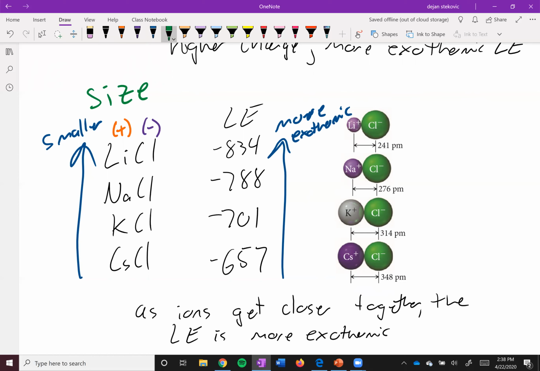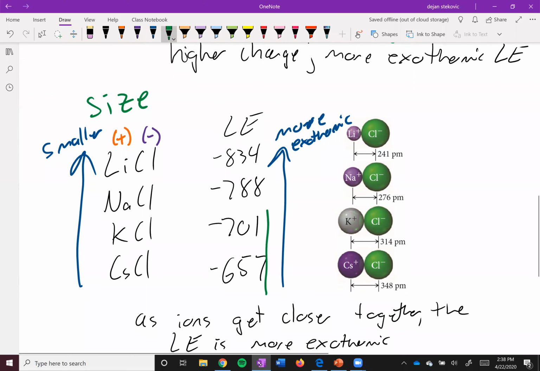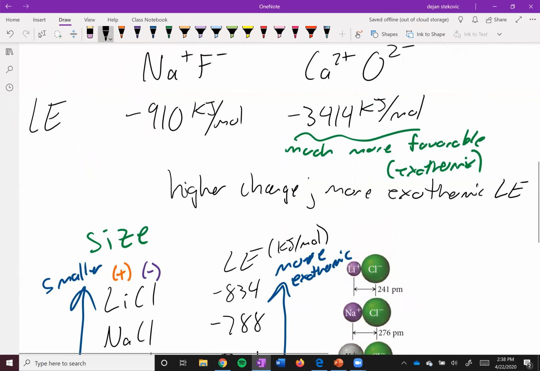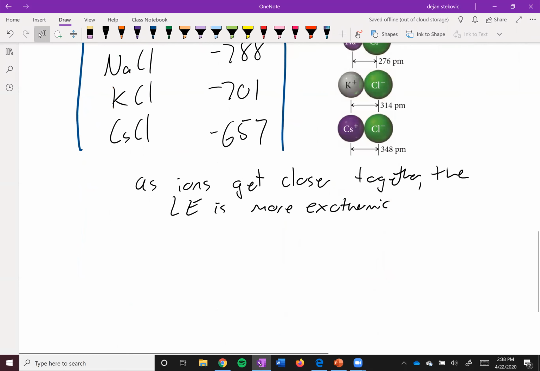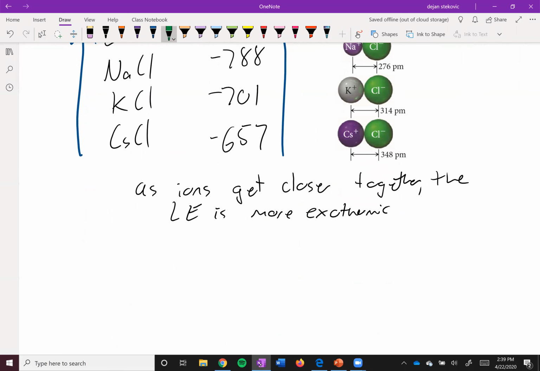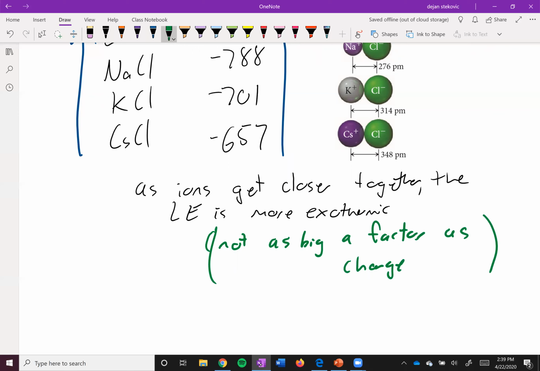But it's not as important as charge. You can see the difference here is only like 150 kilojoules. All these are in units of kilojoules per mole. Whereas the charge stuff, the difference here is almost 2,500. So charge is the more important factor or the bigger factor. So size is not as big a factor as charge. And we'll do an example question coming up.